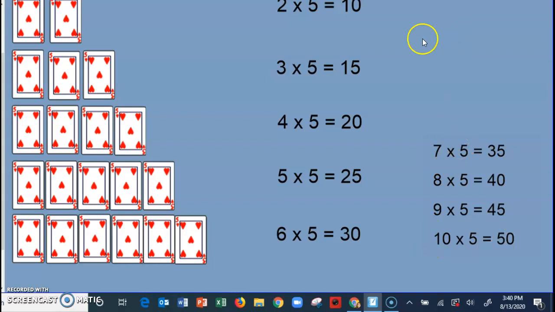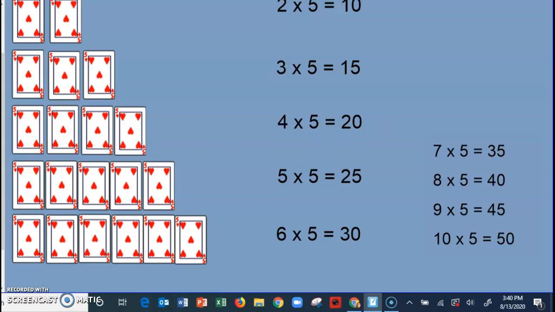So if I'm thinking to myself, what is 5 times 5? I need to skip count 5 5's 5 times. 5, 10, 15, 20, 25.